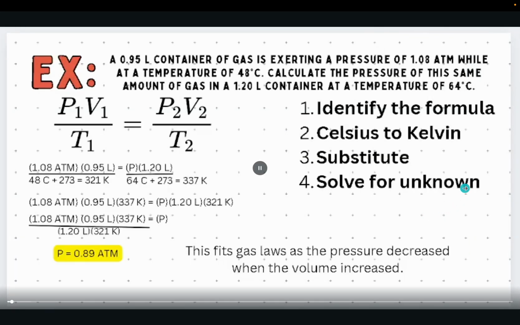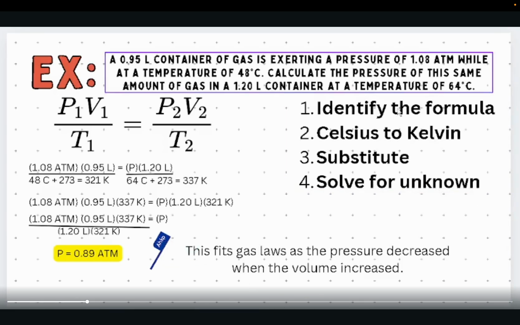Okay, so we have this problem that gives you three variables in the beginning. We get the volume, which is 0.95 liters of a gas, and we get the pressure, which is 1.08 atmospheres, and we also get the temperature, 48 degrees Celsius. Then we get two variables, so we get 1.20 liters, which is volume, and temperature, 64 degrees Celsius. So the question is asking you to calculate the pressure, right?